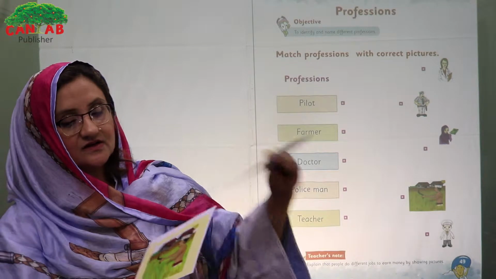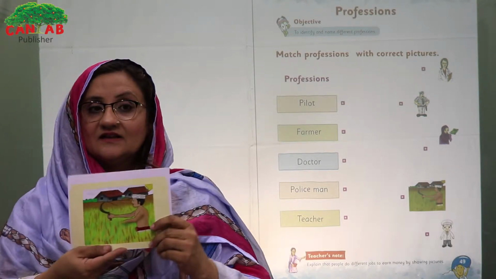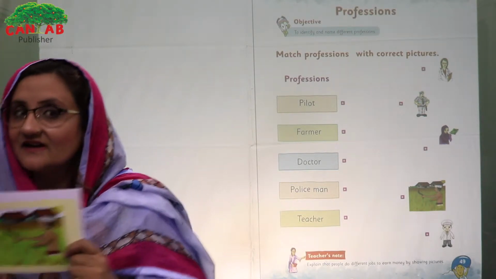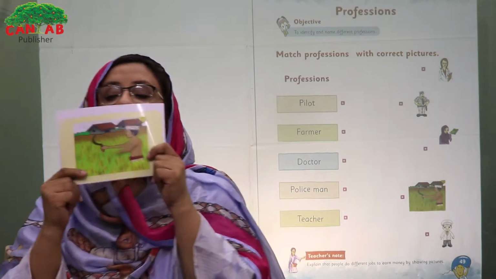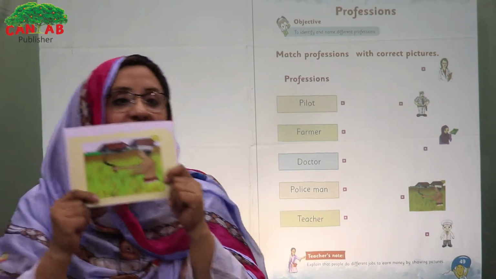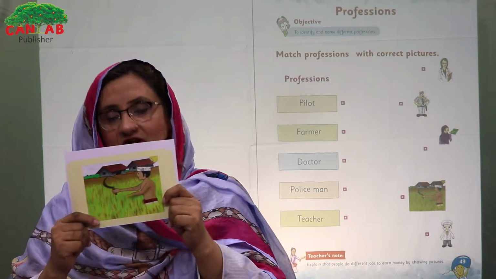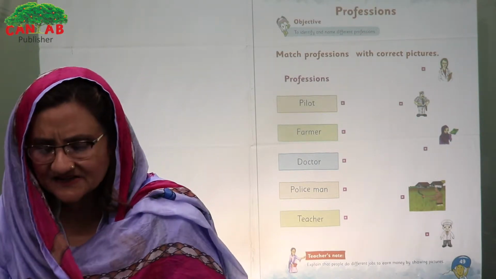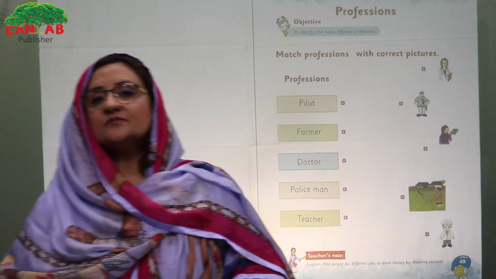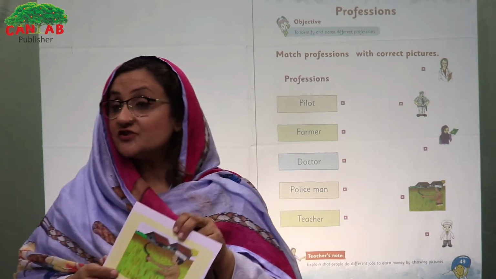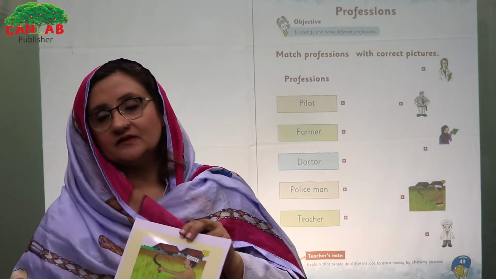And look at here. Who is he? He is a farmer like Shumaila's father, and he grows crops for us. He grows food for us. That's great. It's good to work, and all the professions should be respected.